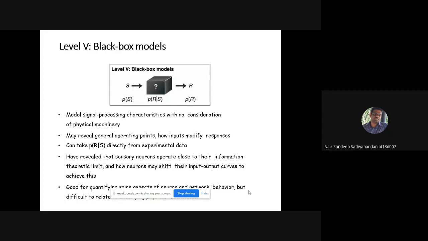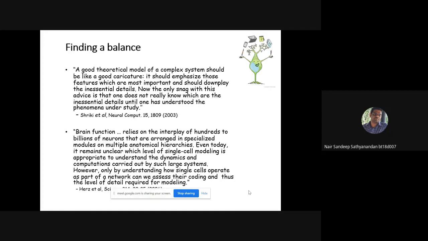So having the background of all these modeling levels, let us try to find a balance, whether we have to go for a detailed approach or whether we have to go for an abstract approach. So where do we draw a line in between? A complex system model should be like a good caricature. It should emphasize the important features and it should ignore the non-essential features.